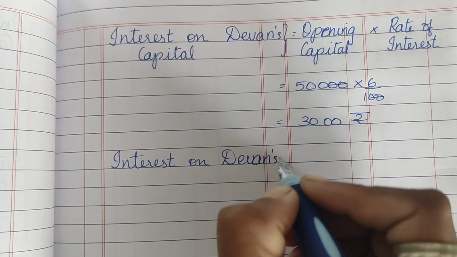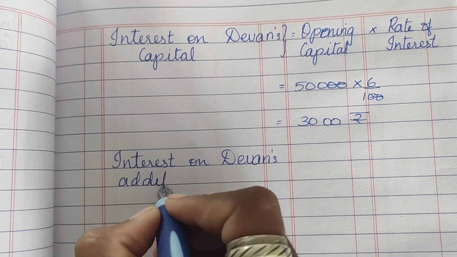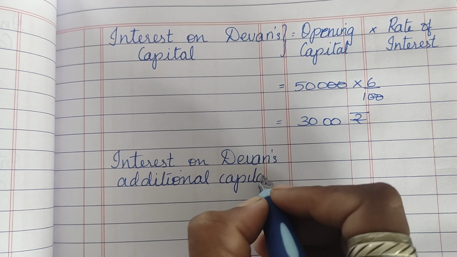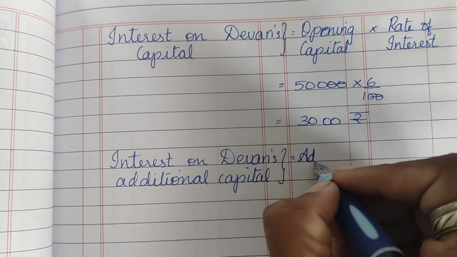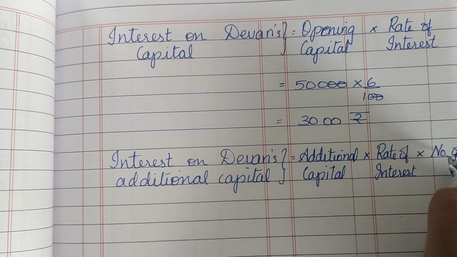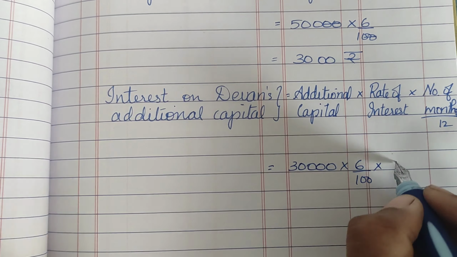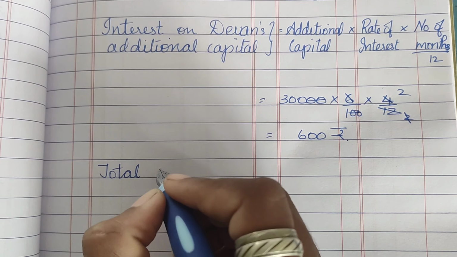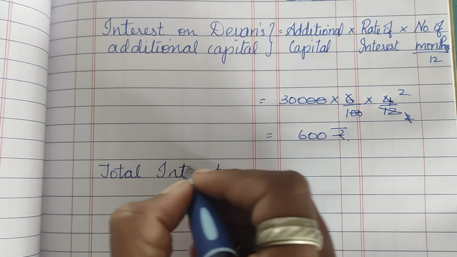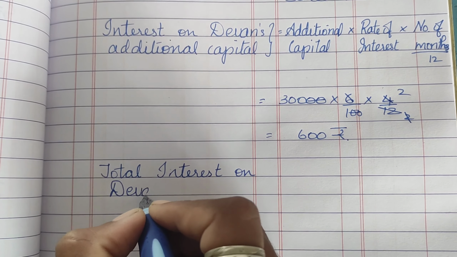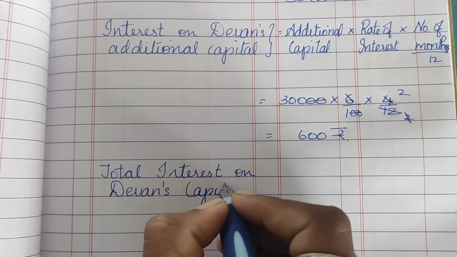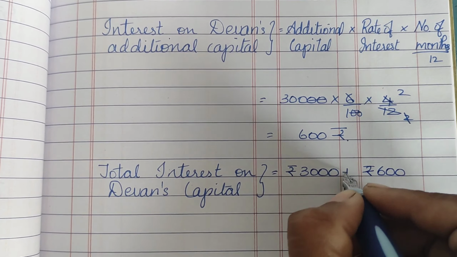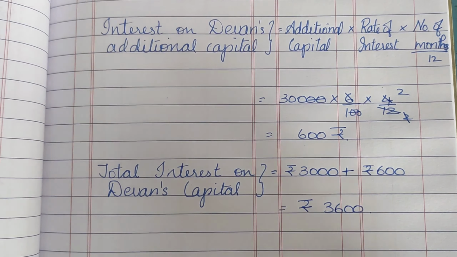Next, I'm going to do for the additional capital. So additional capital of Devan is 30,000 into rate of interest 6 by 100 into number of months. So they have contributed on September, October, November, December, 4 by 12. So when I cancel, I get an answer of 600. Let's find the total interest on Devan's capital. So add up the interest on Devan's capital and his additional capital. So Devan's interest on capital is rupees 3,000 and additional capital rupees 600. So the total will be rupees 3,600 for Devan's capital.